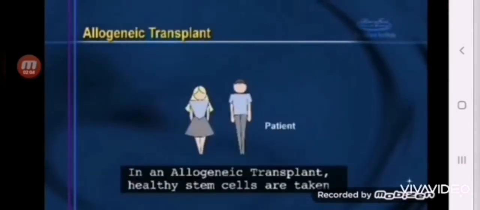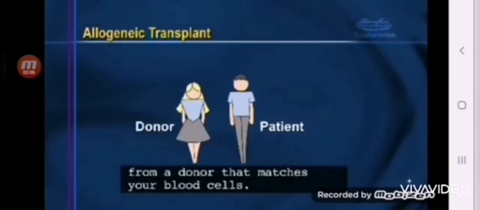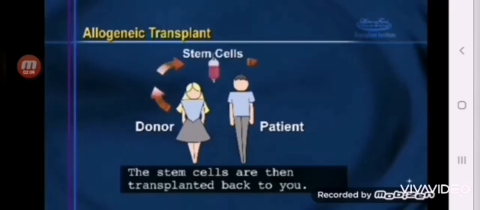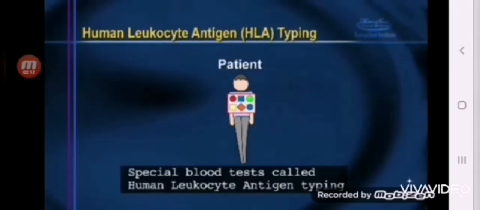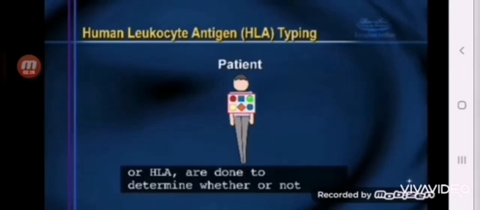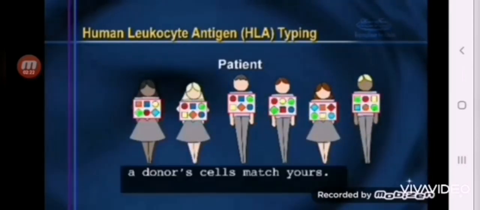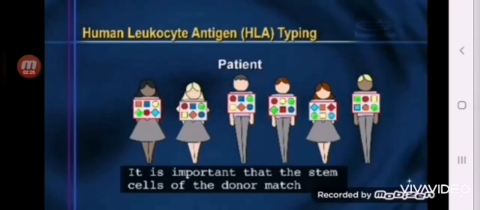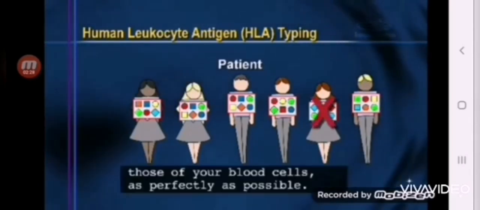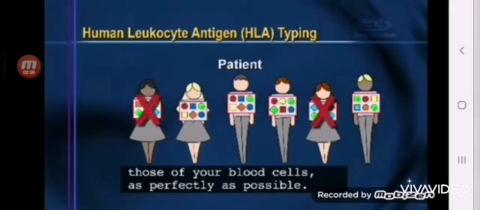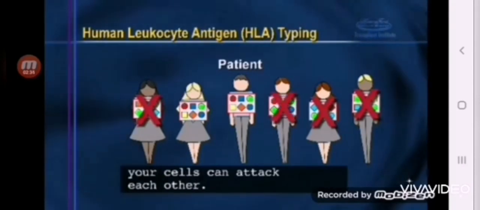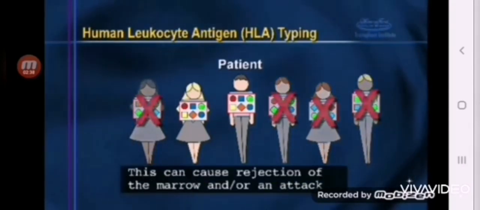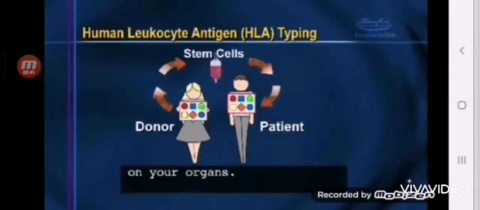In an allogeneic transplant, healthy stem cells are taken from a donor that matches your blood cells. The stem cells are then transplanted back to you. Special blood tests called human leukocyte antigen typing, or HLA, are done to determine whether or not a donor's cells match yours. It is important that the stem cells of the donor match those of your blood cells as perfectly as possible. If the blood cells are not a good match, donor cells and your cells can attack each other. This can cause rejection of the marrow and/or an attack on your organs.